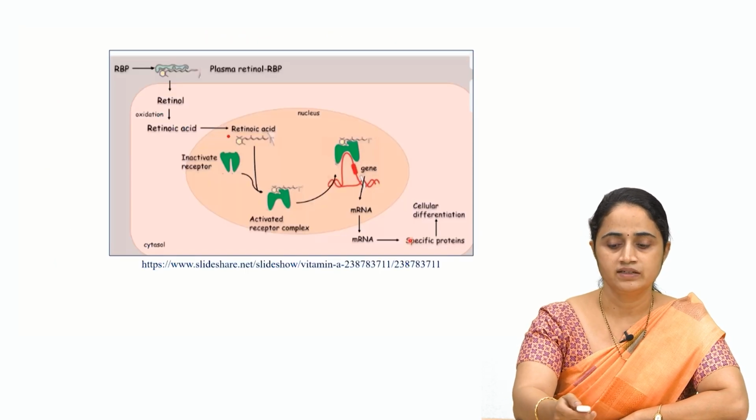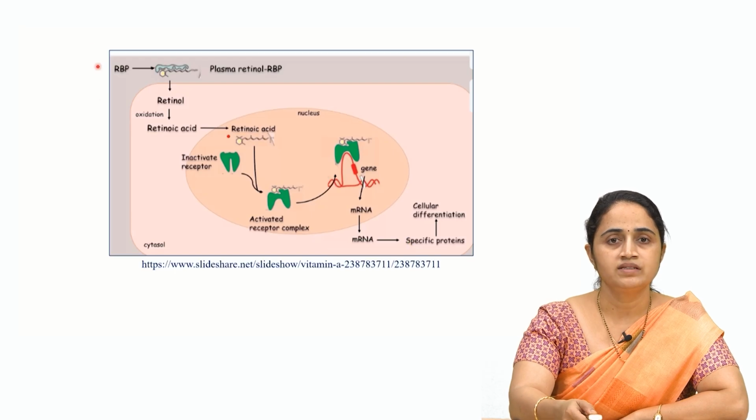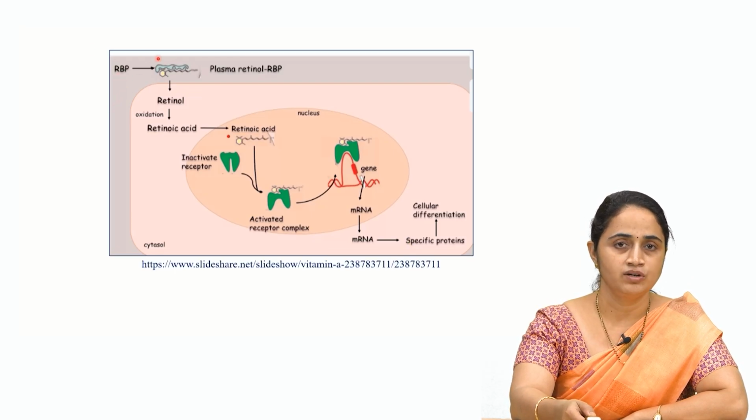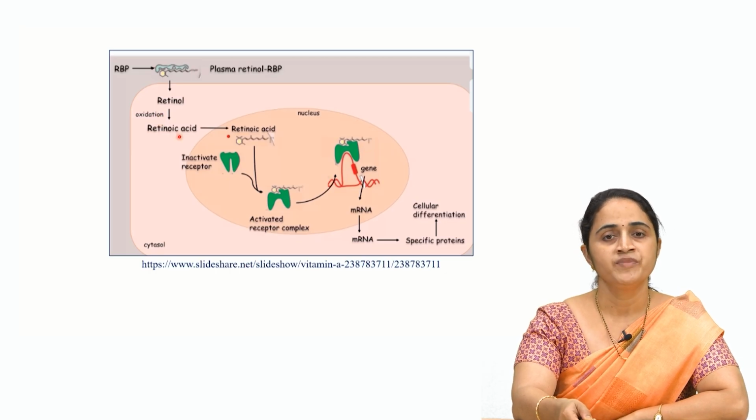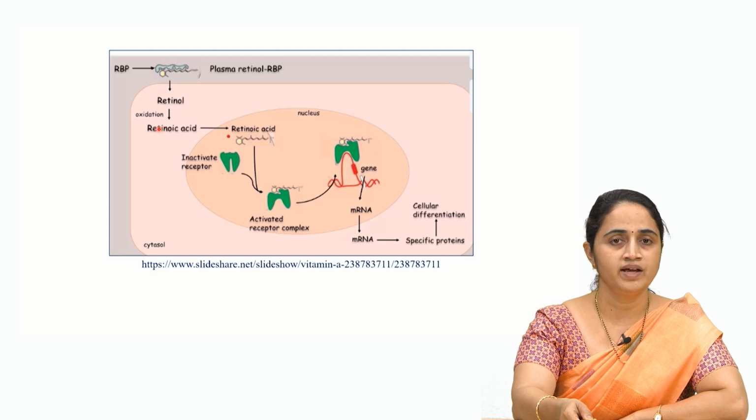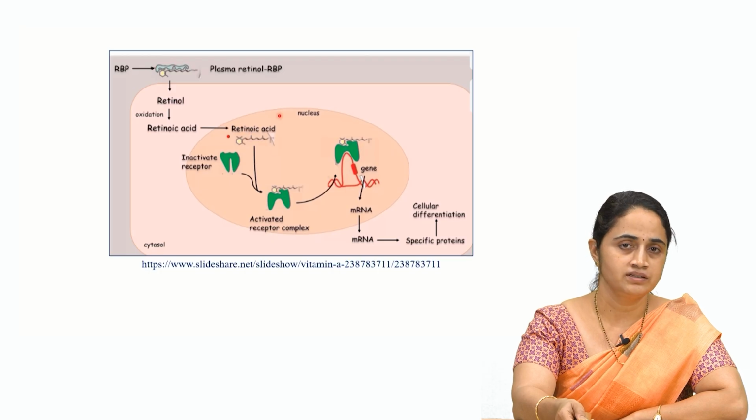We will see that here in this diagram. Once the retinol binding protein transports the retinol in the circulation and it is taken to the cell, retinol is converted into retinoic acid. The action of retinol and retinoic acid is similar to that of the steroid hormones. Once retinoic acid is formed, as you know, this is a fat soluble vitamin, it can easily pass through the cellular membrane and reach the nucleus.